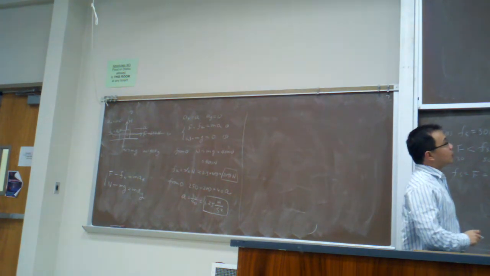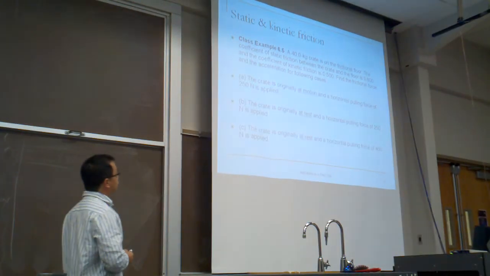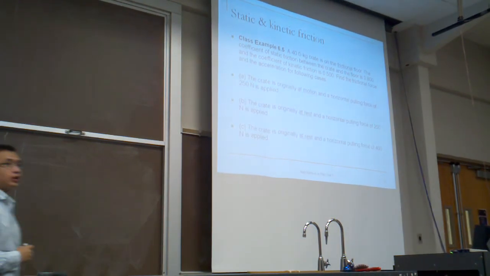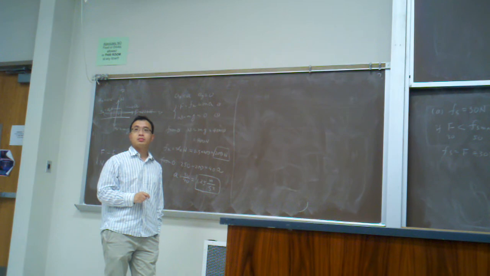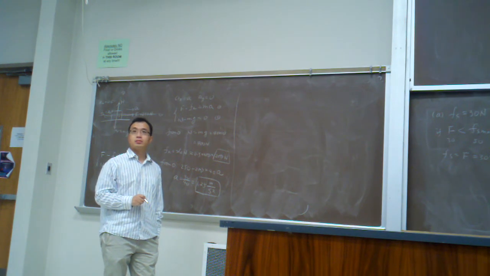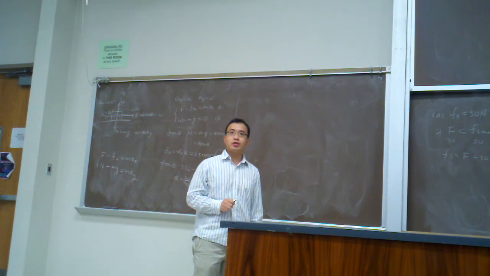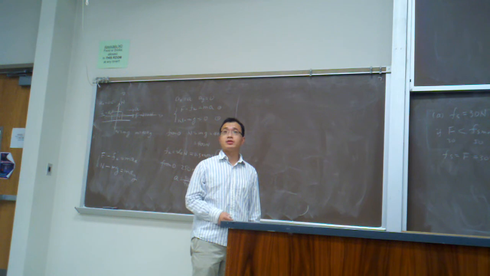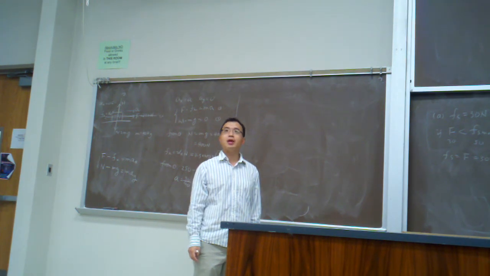The crate is originally at rest and a horizontal pulling force of 250 Newton is applied. Can you ever have both? If it starts at rest and begins to have motion, will you have both friction, static and kinetic? You cannot have both at the same time from the same surface, okay? Because you cannot have an object at the same time in motion and at rest.